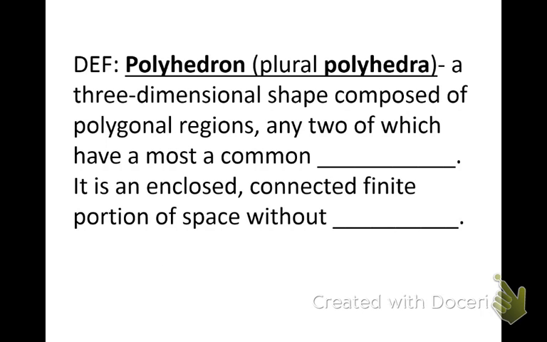First definition is polyhedron, or the plural of that is polyhedra, and it is a three-dimensional shape composed of polygonal regions, any two of which have at most a common side. It is connected. It is an enclosed, connected, finite portion of space without holes.